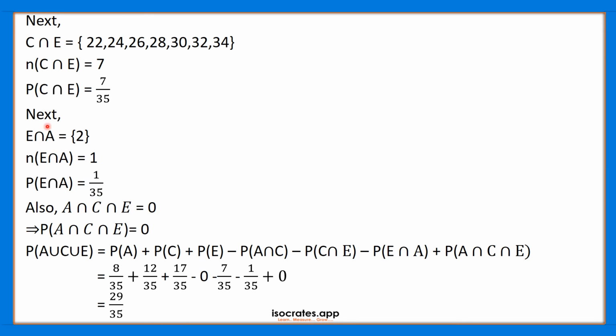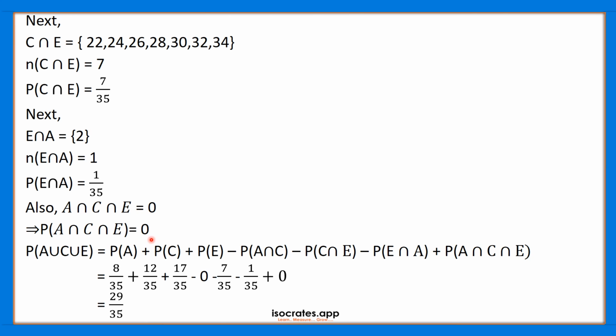Since all the three events are mutually independent, that is, one doesn't happen with the other, we have A intersection C intersection E is equal to 0, and this can also be found out by the values that we have found for A, C and E. These two can have common elements which are 22, 24, 26, 28, 30, 32 and 34, but when we intersect C and E with A, it gets 0, and hence we have probability of A intersection C intersection E as 0.